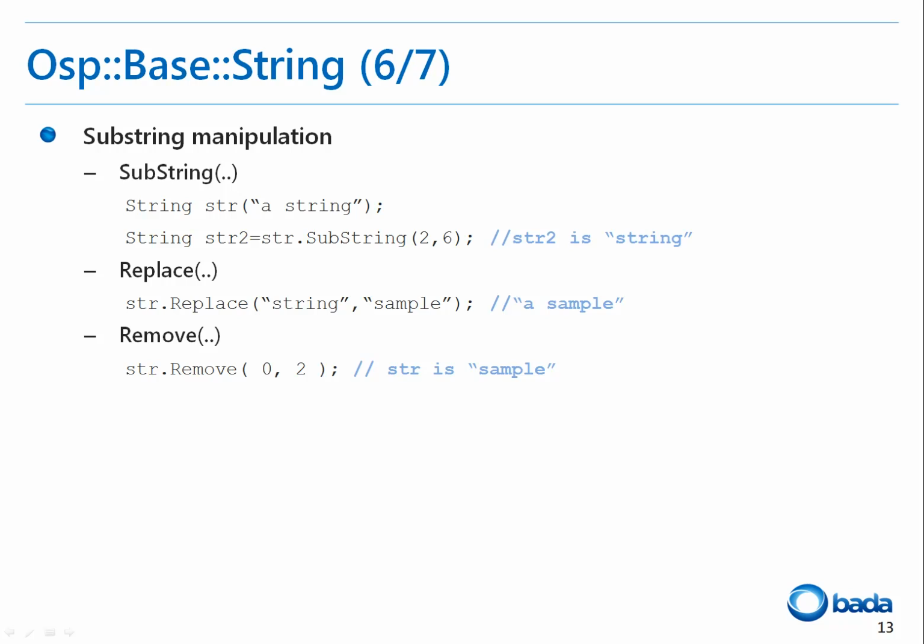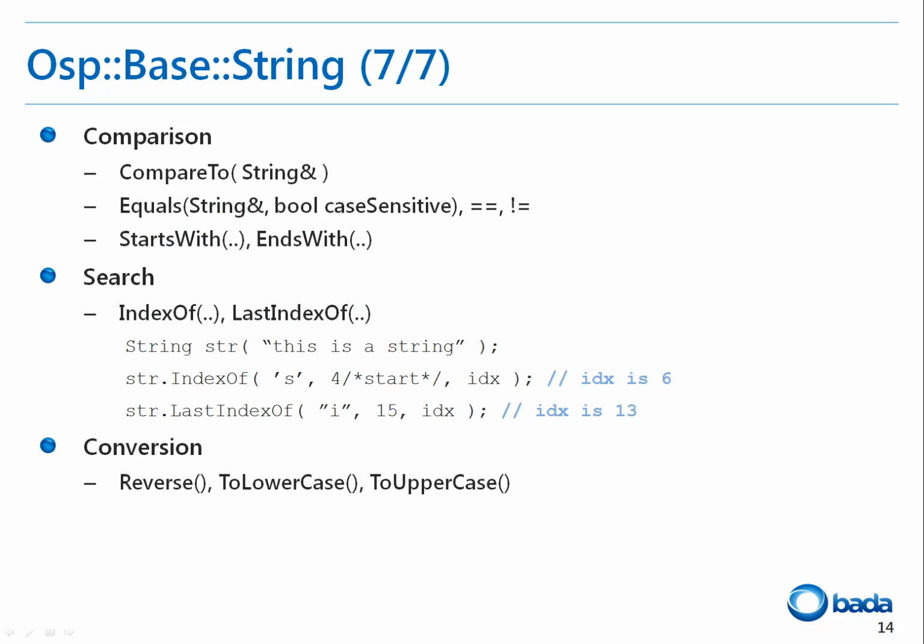First, you can use the substring function to acquire a substring from a string. You can use the replace function to replace a substring with another substring. You can replace a substring with another substring by specifying the substring to be replaced as the first parameter and the new string required as the second parameter. The remove function enables removing a substring from a string.